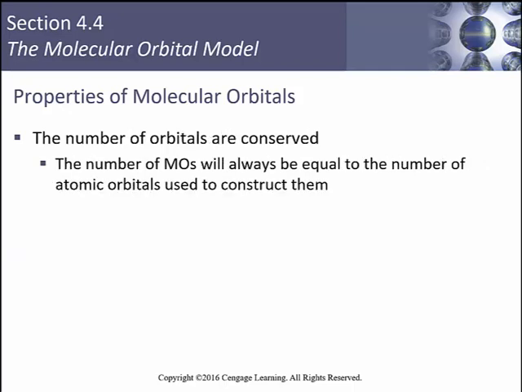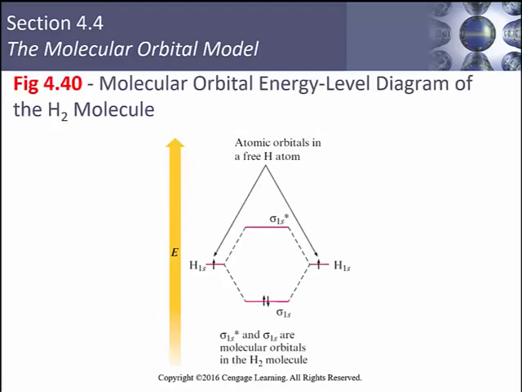So the concept is really similar. The number of orbitals you will notice is conserved. The number of molecular orbitals will always be equal to the number of atomic orbitals that we use to construct them, right? So here we have our sigma and our sigma starred, our electron from our s orbital from the first hydrogen, and the electron from the s orbital of our second hydrogen have places they can go.